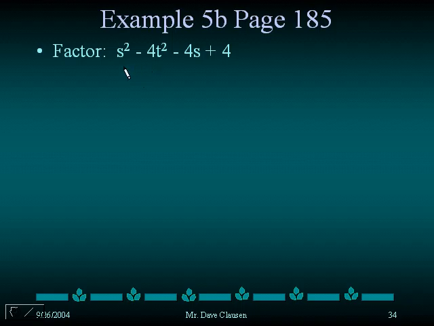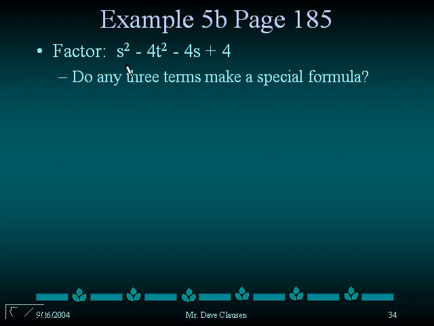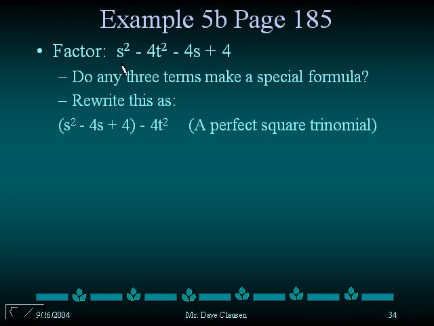Let's look at another example. s squared minus 4t squared minus 4s plus 4. First, is any greatest common factor common to all four of them? No. Then, do any three make a special formula? That is the case. So all we want to do is rewrite it, because s squared minus 4s plus 4 makes a special formula.